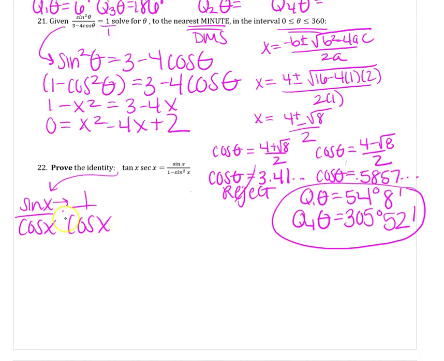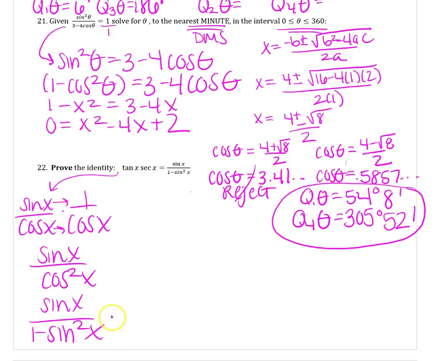Now when I multiply, remember when you multiply fractions, you multiply across, not cross multiply. I get sine of x over cosine squared of x. Cosine squared of x is the same thing as 1 minus sine squared of x, which, oh hey, look at that, they match. And we're done.